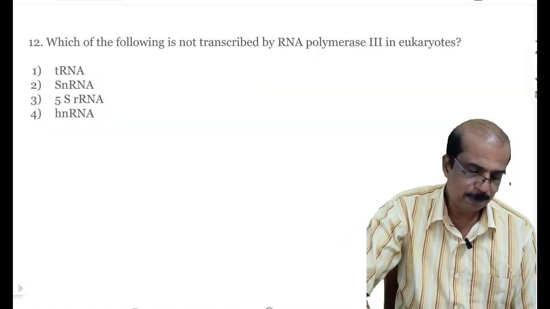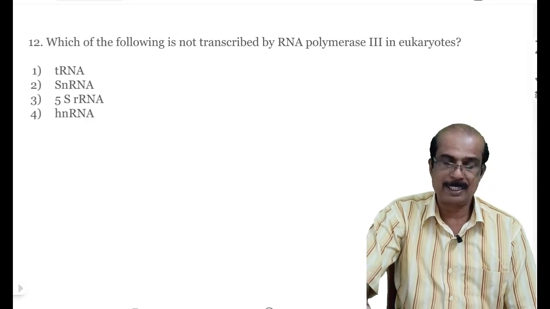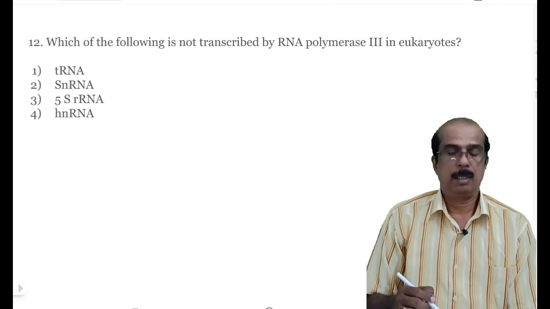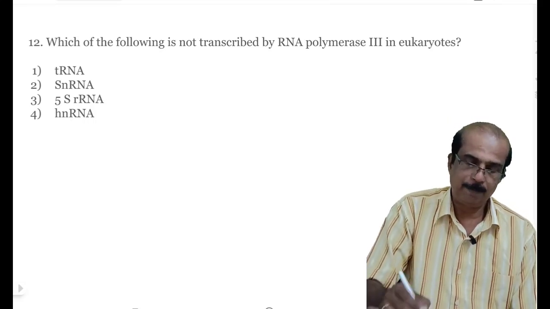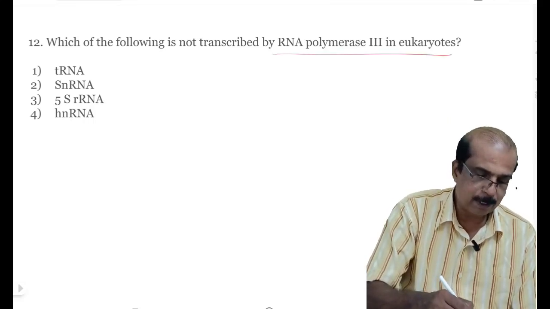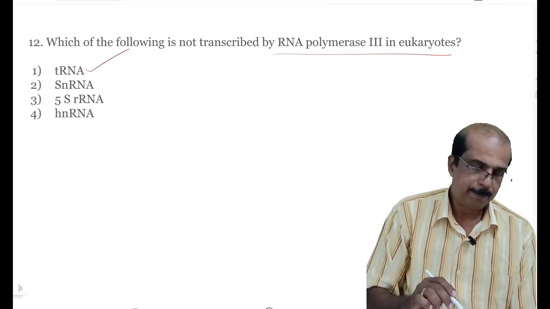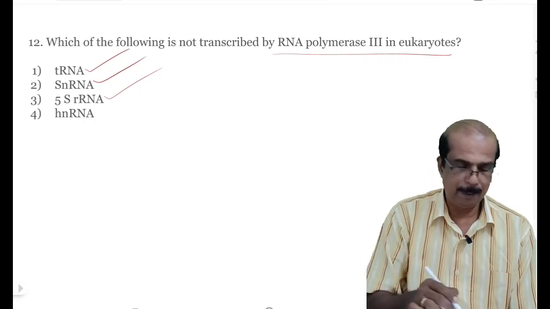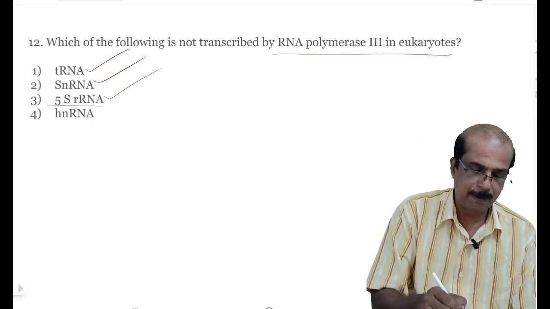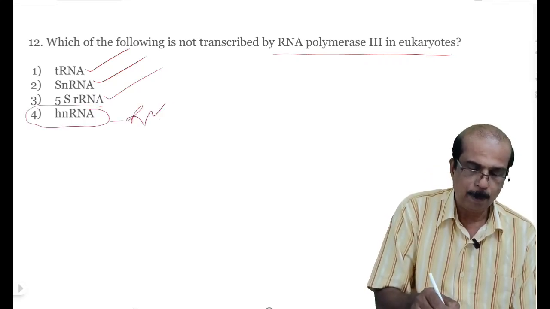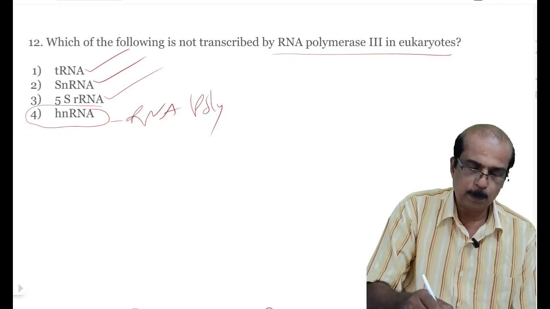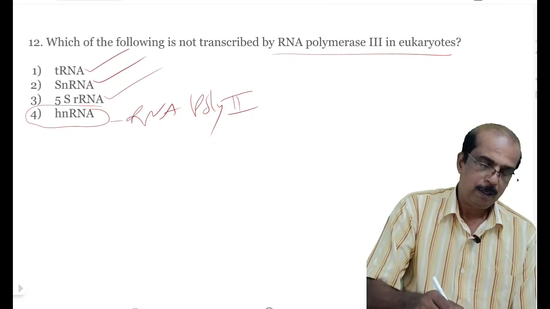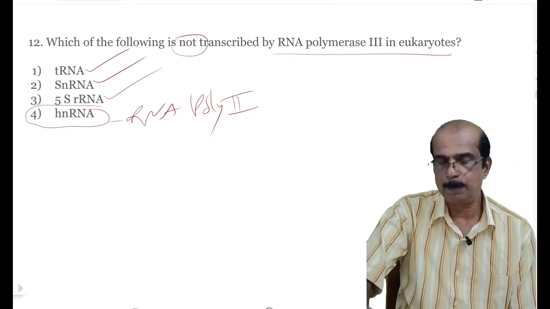What about the next question? Which one of the following is not transcribed by RNA polymerase 3 in eukaryotes? We already saw the question. RNA polymerase 3 transcribes tRNA, small nuclear RNA and 5S rRNA. hnRNA is transcribed by RNA polymerase 2 in eukaryotes. So it is the one not transcribed. Our answer is the fourth option.